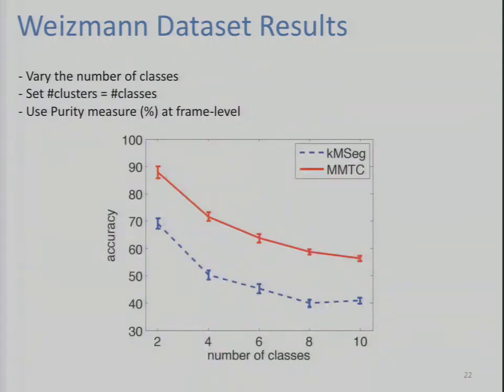On the x-axis here, I vary the number of classes. And on the y-axis, I'm showing the accuracy, so the higher the better. In this case, we assume that we know the correct number of classes, so we set the number of clusters equal to the number of classes. The red curve is the result of our method, and the blue one is exactly the same as our method, except we replaced MMC with k-means. In this case, k-means doesn't do very well.